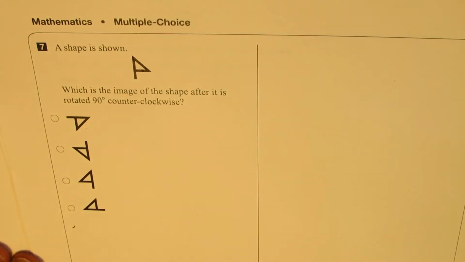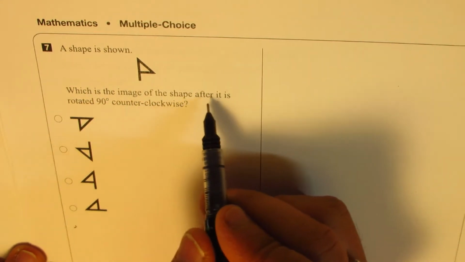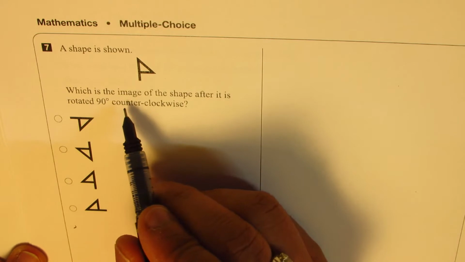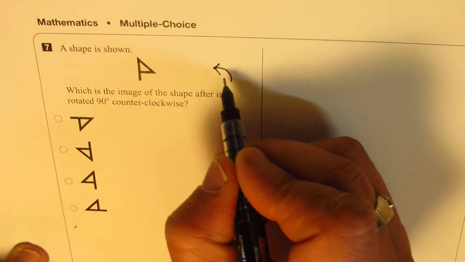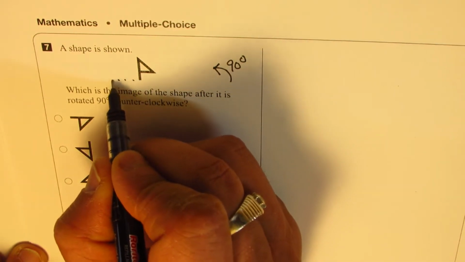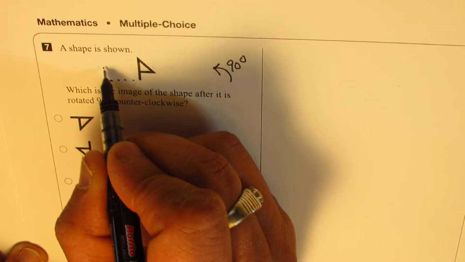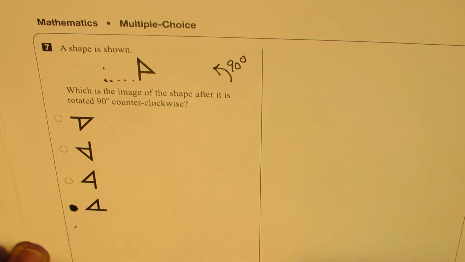Here is question number 7. A shape is shown. Which is the image of the shape after it is rotated 90 degrees counterclockwise? That means like this, right? Counterclockwise 90 degrees. So it will become kind of flat, right? So it will be kind of like this, right? So which is the last option? So first you think about what the answer should be and then try to match it. So that then it becomes very simple, right?